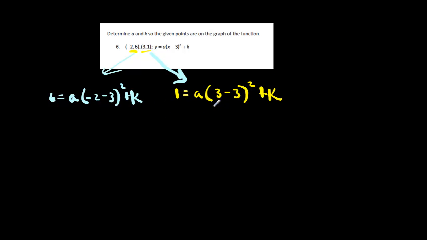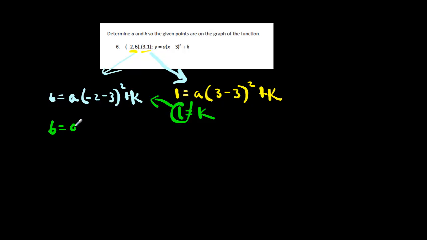This one over here, if you look at it, 3 minus 3 is 0, and 0 squared is 0. 0 times a is 0. So this whole thing eliminates. We end up having 1 equals k, which is nice because we can stick 1 in for k over here and immediately solve for a. So that's what we're going to do.